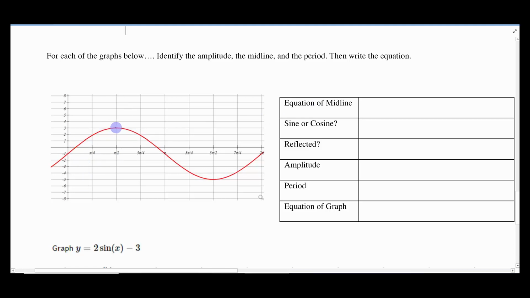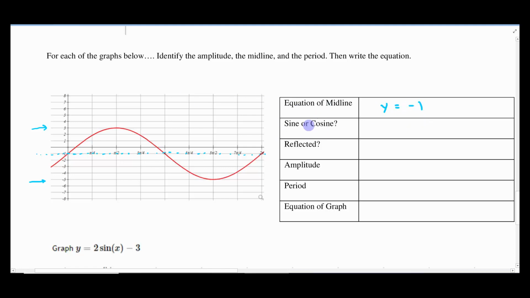Remember, to find the midline, we look at how high the graph goes. This graph is going up to 3, and we look at how low the graph goes, and it's going to -5. So this is the high, this is the low, and the midline is going to go right in between those two values. We're looking for the midpoint between -5 and 3. If I count up, that's 1, 2, 3, 4, 5, 6, 7, 8. So I need to count up 4 to go halfway: 1, 2, 3, 4. Here's my midline, and I'm going to jot that down here. The midline is at y equals -1.